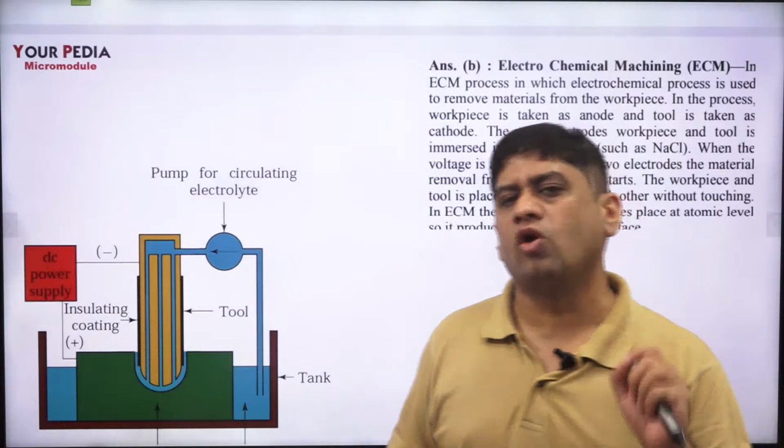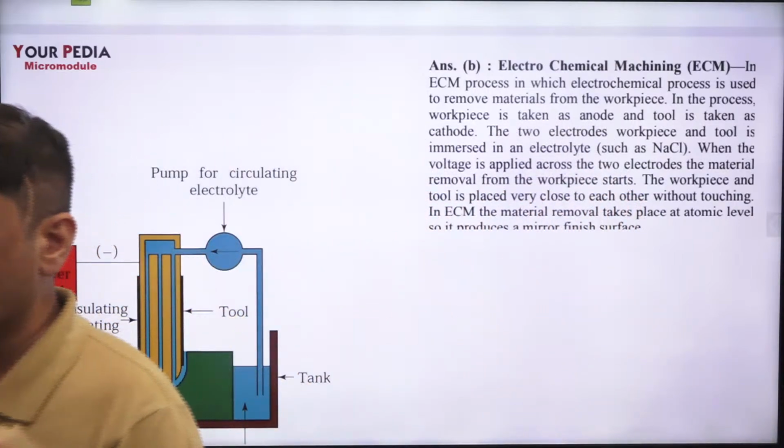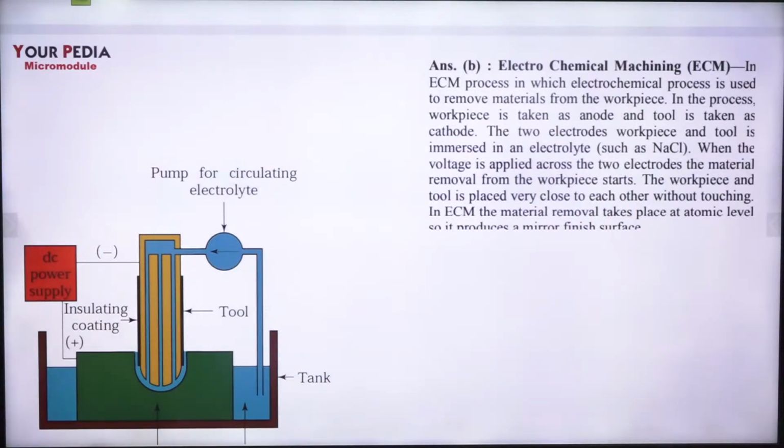In the very small gap between workpiece and the tool, electrolyte of sodium chloride is supplied at very high pressure. There are some advantages of supplying the electrolyte at high pressure, so we will discuss that. A pump for circulating the electrolyte, you should know that also. Okay, let's go for the next question.